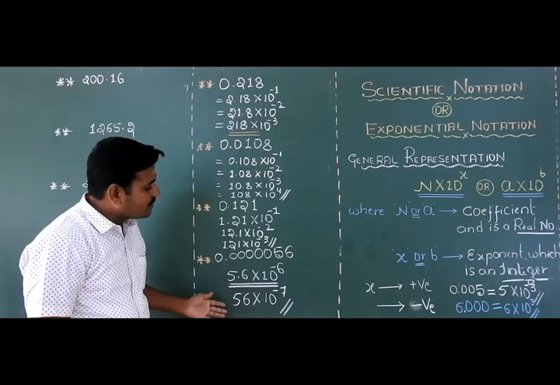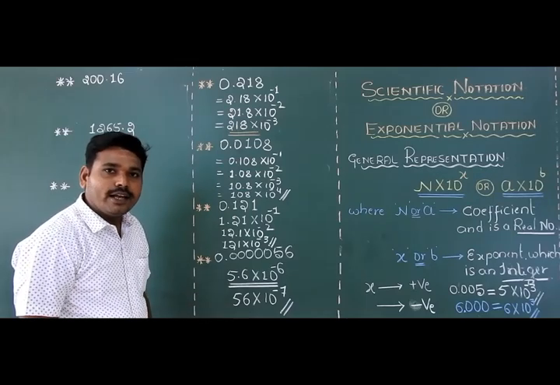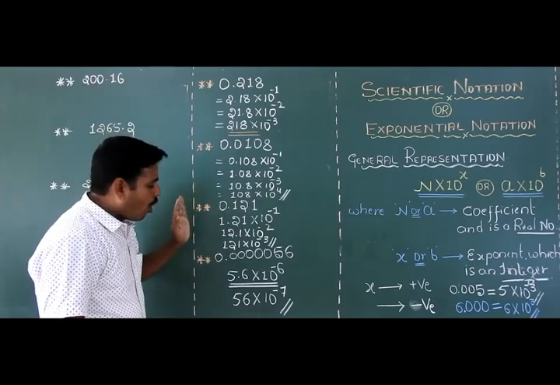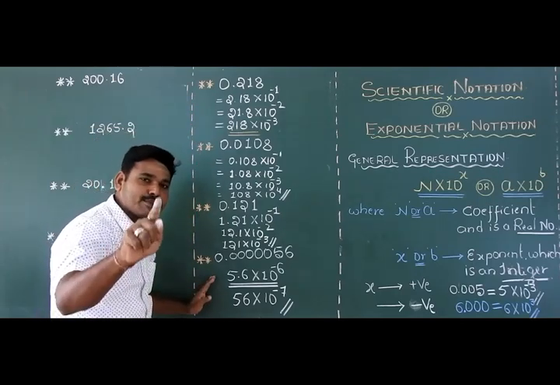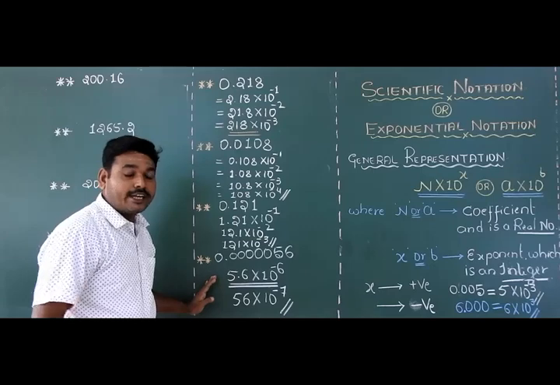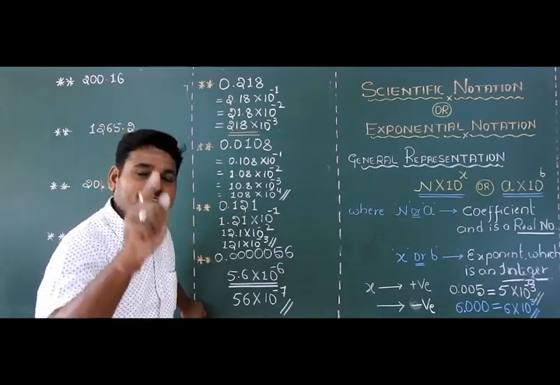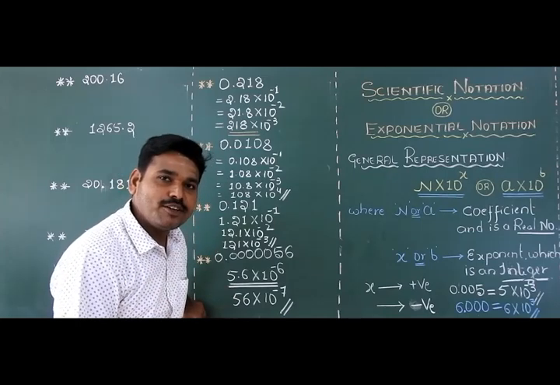Is there any doubt in this fourth example? And please remember, in all these four examples, the exponent is negative. And you know when the exponent becomes negative, students? Just tell me, when does the exponent become negative?